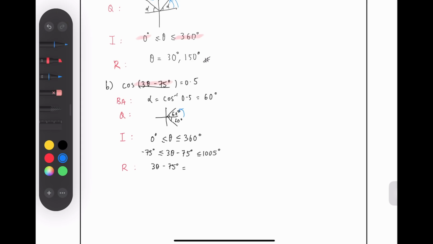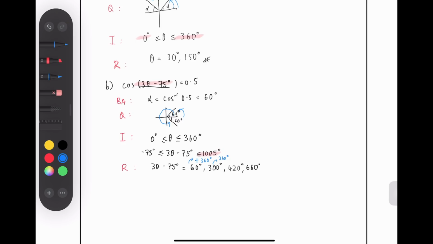so the first one is 60. Next, we rotate to the fourth quadrant and we get 300. But since the maximum is 1005, we need to rotate again. So we're going to add 360 to 60 and 360 to 300. So it's going to be 420 and 660.